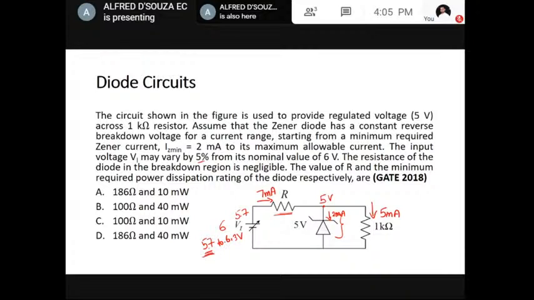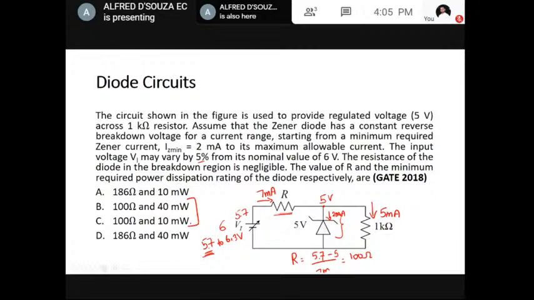So for 5.7 volt input, 7 milliampere should flow, out of which 2 milliampere will flow through the Zener diode to keep it reverse biased and in the breakdown region, and 5 milliampere will flow through the load resistor of 1 kilo ohm, and 5 volt is maintained across the load. So what should be the value of resistor R? R is given by 5.7 minus 5, that is 0.7 divided by 7 milli. So you will get the value of R as 100 ohm.